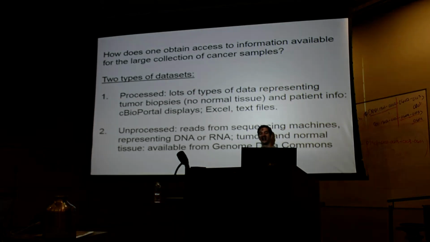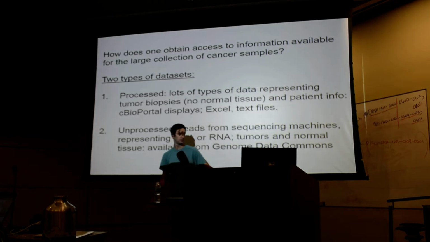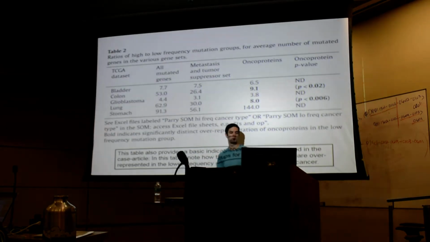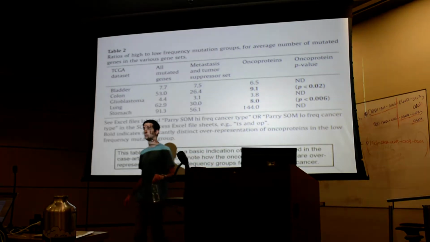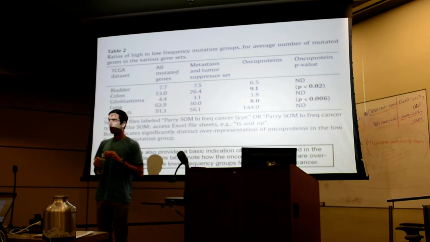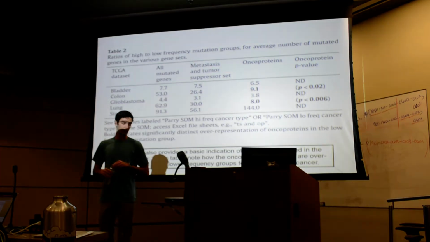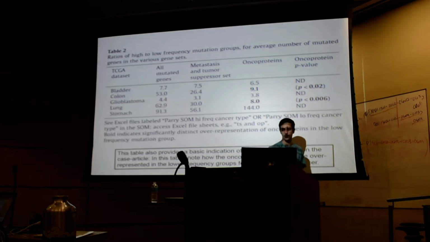Once again, processed, unprocessed data. Well, yeah, what's up? Could you go back to the last slide? I'm kind of confused. He's saying that relatively you have more oncoproteins mutated compared to all mutated genes. But according to that, it looks like glioblastoma relatively would have more oncoproteins compared to all mutated genes.